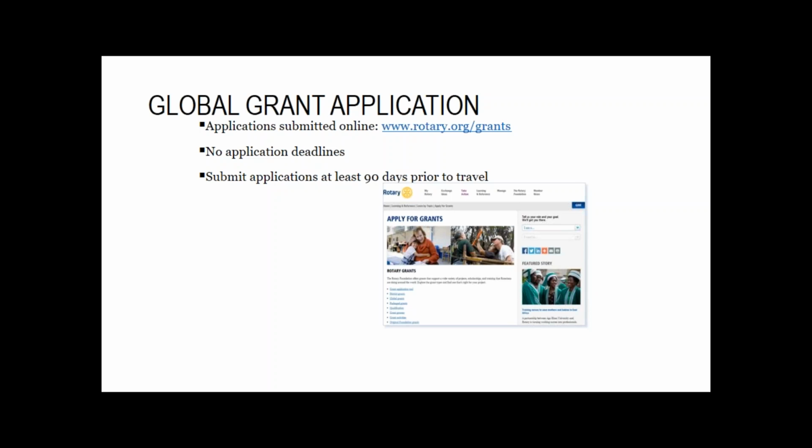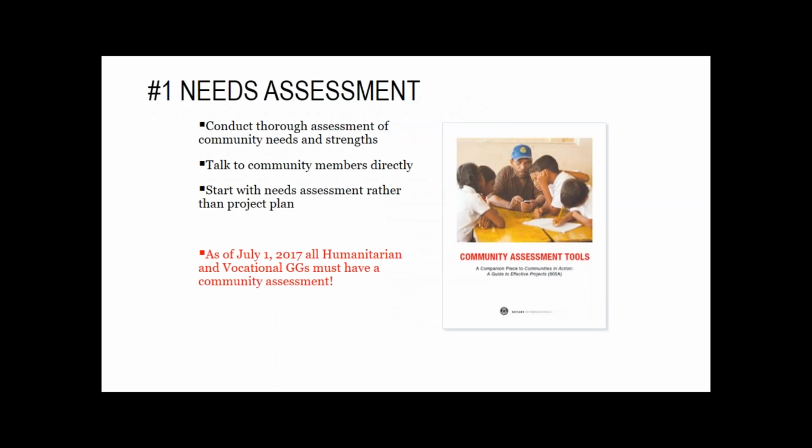Okay? And this is where you go, right? You go to the Rotary Grant Center. Rotary, www.rotary.org, right? Click on My Rotary, click on Take Action, move over, go to Global Grants, and bingo, you're there. Okay? But you have to do a needs assessment.